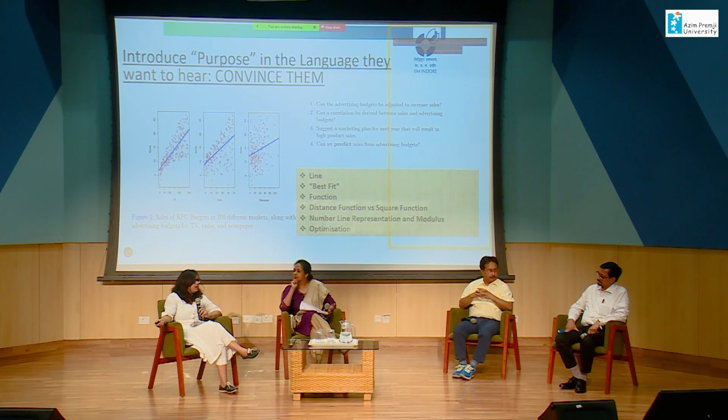They don't want to learn epsilon delta, though I want to teach them, but they don't want to learn. So I teach them through what they want to hear. I want them to solve a regression problem. I want them to design a marketing strategy.